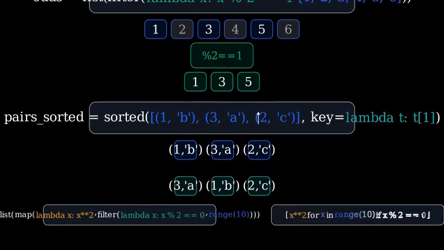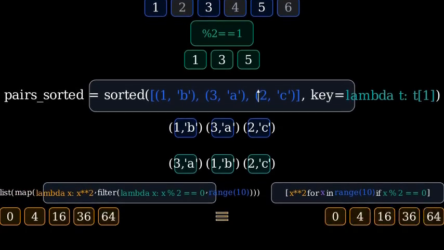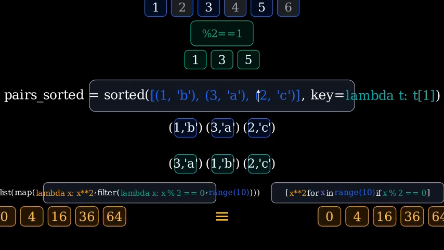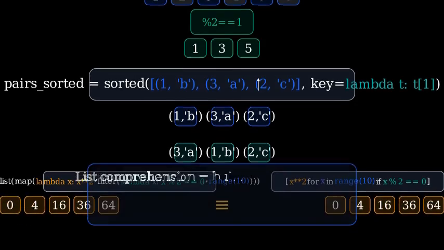Finally, a combined example. On the left, map with lambda after filter. On the right, the equivalent list comprehension. Both produce the same list of even squares from 0 to 9. Notice the identical outputs. Key takeaways.